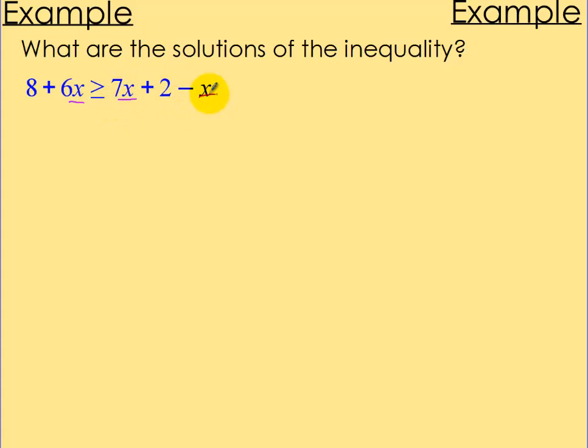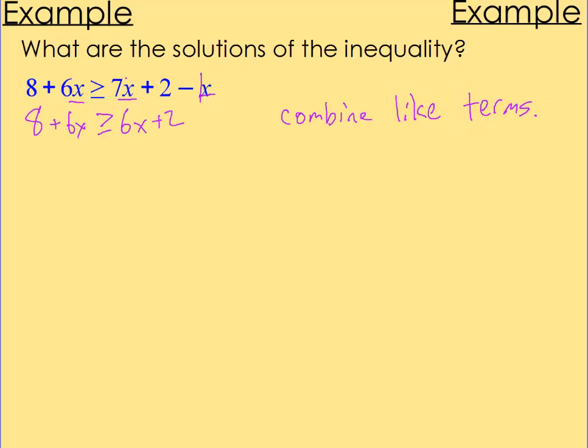What I'd like to do is combine x's that are on the same side. So I'm actually going to combine this 7x and this negative 1x. So 7 minus 1 is going to be positive 6x plus 2. And so the first step is I combine those on the right side. So that's what I do, I combine like terms. That is the best first step you can take.